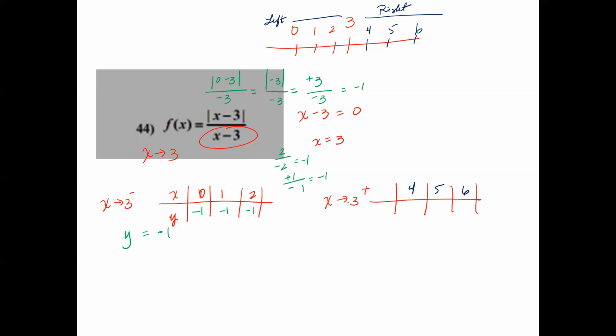Okay, then let's take a look as x approaches 3 from the right side. So if I plug in the 4, I will have a 1, which is a positive 1. Same thing with a 5. 5 minus 3 is going to give me a 2. 2 minus 3 is a 2, positive 1. And I can just assume that that's going to give me a positive 1 as well. So equals positive 1.